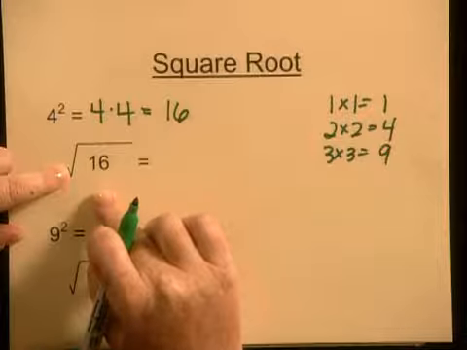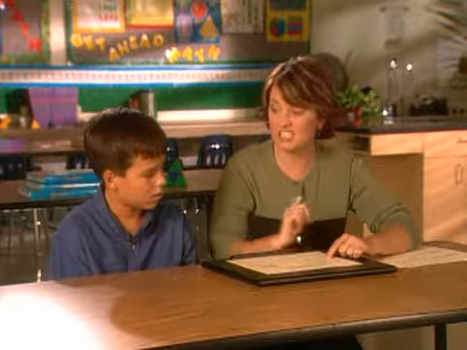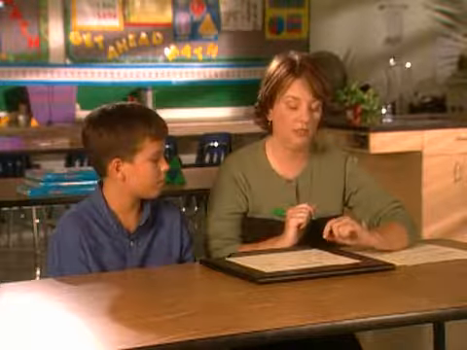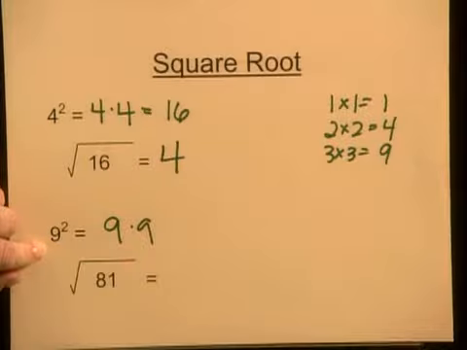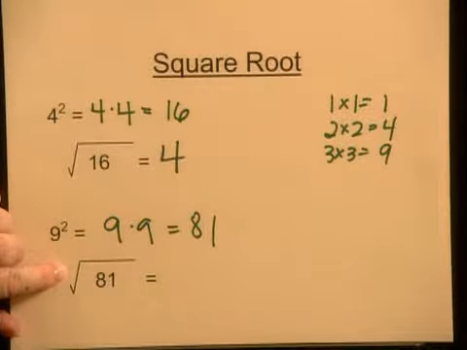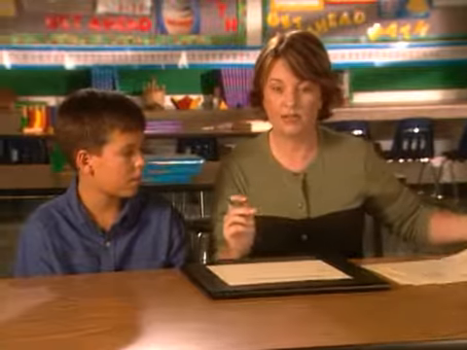16 is a perfect square. What number do we multiply by itself to get 16? 4. So the square root of 16 is 4. Let's try it again with 9. What's 9 times 9? 81. So if I tell you I want the square root of 81, what's my answer? 9. Good job.